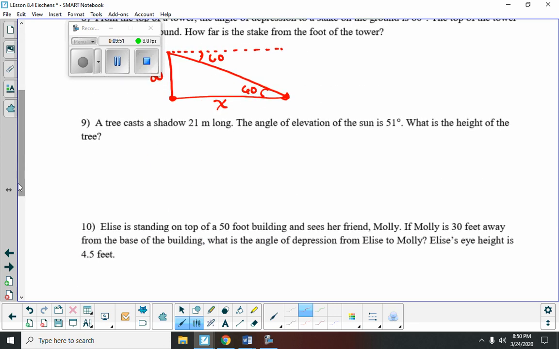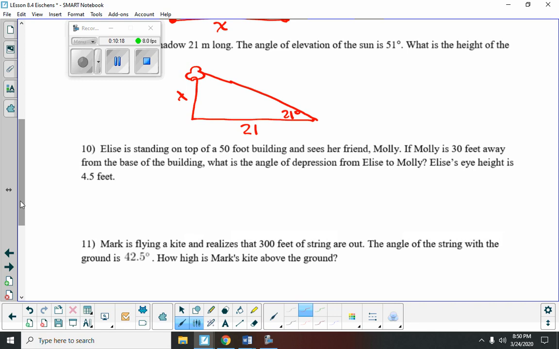A tree casts a shadow 21 meters long. Okay, so here's your tree. It casts the shadow, so the sun must be up here somewhere. All right, so the shadow is 21 meters long. The angle of elevation of the sun is 51. So if you're here, the angle up to the sun is 51 degrees. What is the height of the tree? There you go.